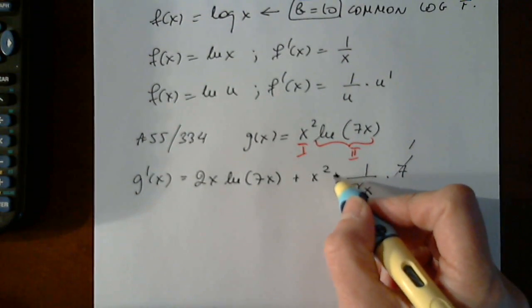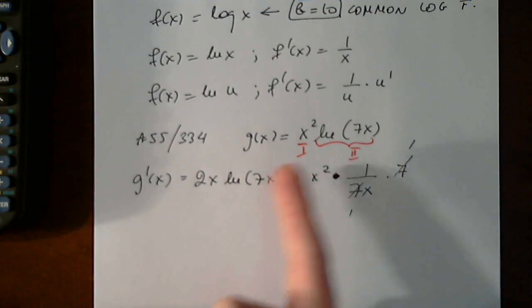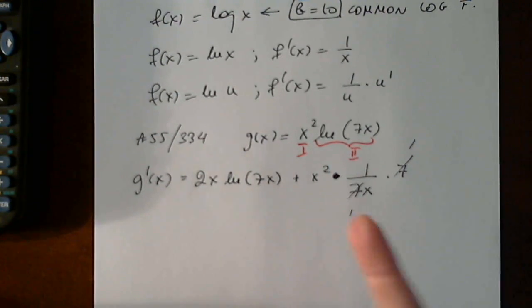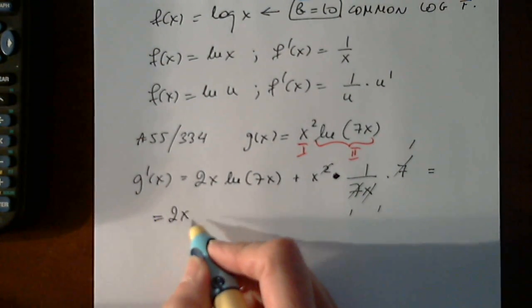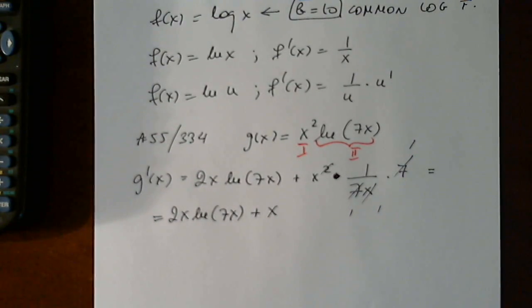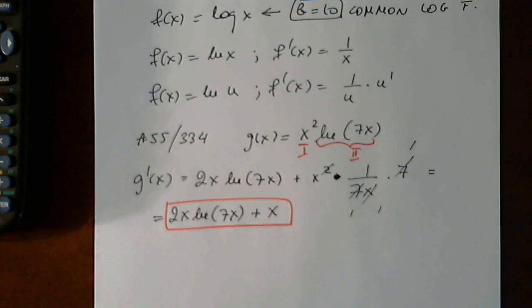So the first function prime, 2x, times the second function, plus the first function times the second function prime. And I will simplify again. So the simplified form is 2x natural log of 7x plus x. So this is the final form.